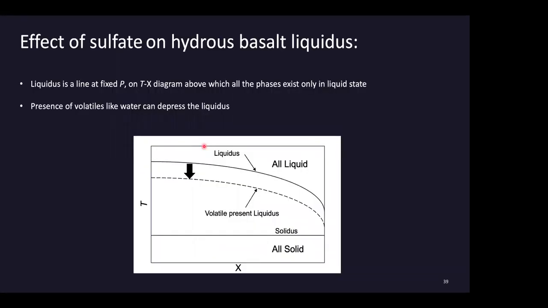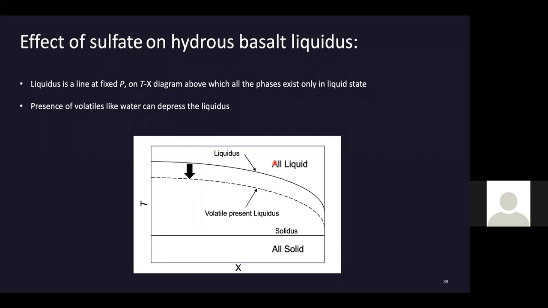Now, once we are convinced that the experiments have sulfate in them, we'll try to look at what effect sulfate combined with water has on the liquidus of a basalt. So liquidus is a line at fixed pressure on a temperature composition diagram, above which all the phases exist only as a liquid state. In this figure, this line marks the liquidus. Above this liquidus, all is liquid. Presence of volatiles like water can depress the liquidus. So what happens is that when volatiles are present, the liquidus temperature goes down, increasing the stability field of the liquid. So if in a basalt, the basaltic liquidus goes down, what happens is that the stability field of basalt increases.